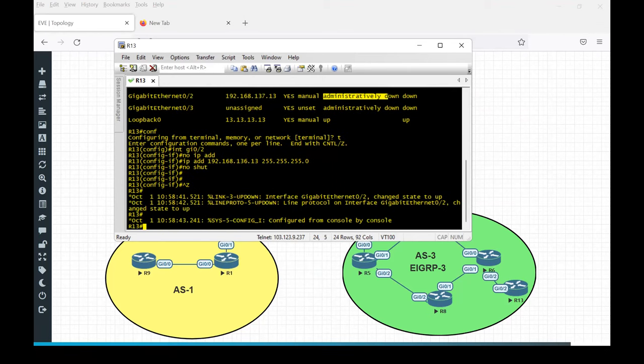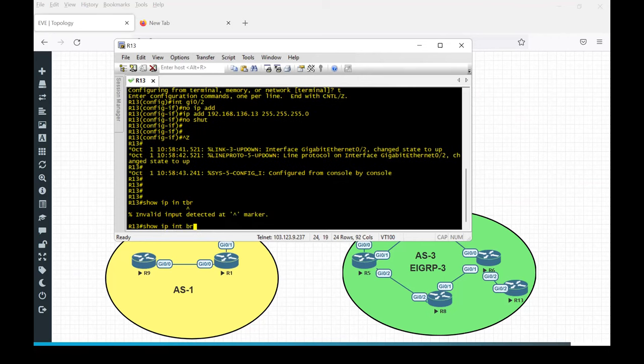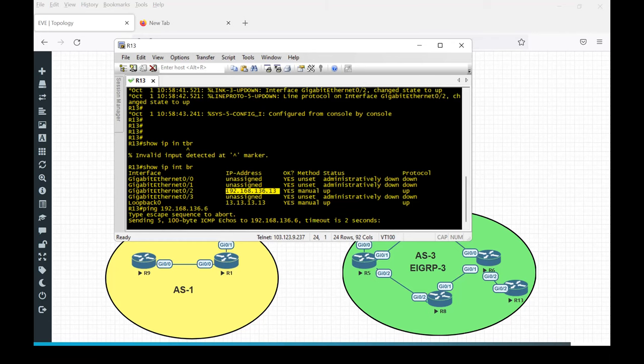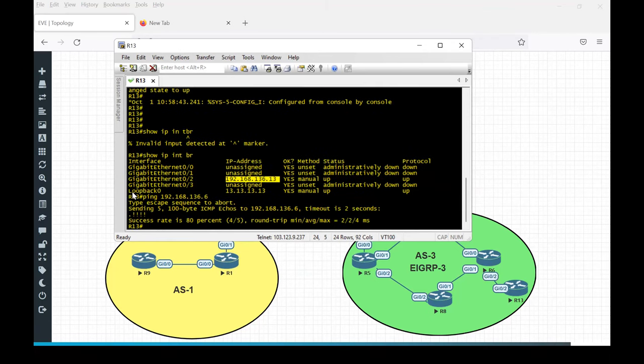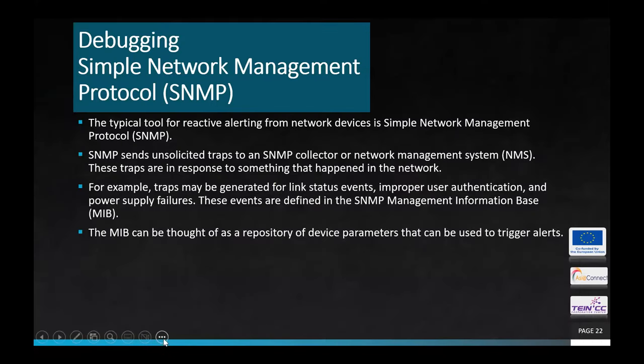So now if you check show IP interface brief here, now the interface has come up, and the loopback interface has also come up. So if you check the point-to-point IP here, like ping the point-to-point IP of R6, which is 6. Now you are getting a ping response from R6. Also vice versa, you will get the ping response from R6.